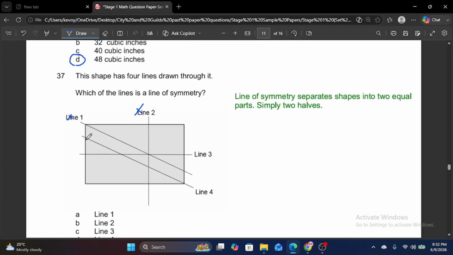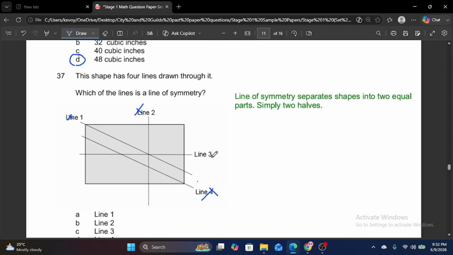Line 4 is the same. If I use line 4, because this is line 4, it goes right up there. I can't use line 4 because this entire piece right here will be larger than the one below. So I cannot use line 4. So line 4 is out.